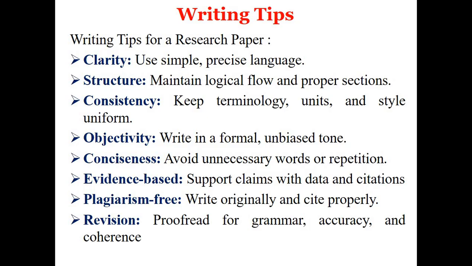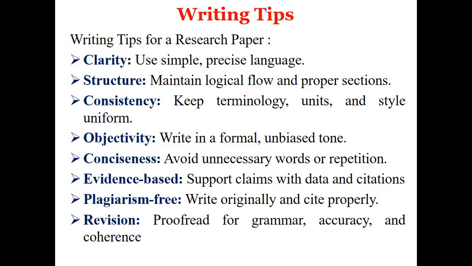Objectivity: the aim of the research paper should be written in a neutral and unbiased tone. Conciseness: avoid unnecessary words or repetitions. We need to avoid unnecessary words, and we cannot repeat the same word again and again. Evidence-based: support claims with data and citations.